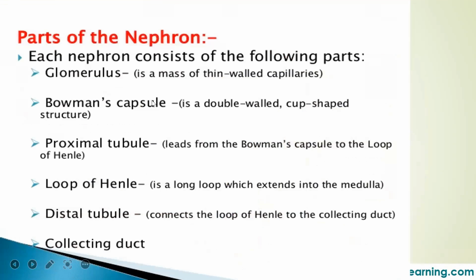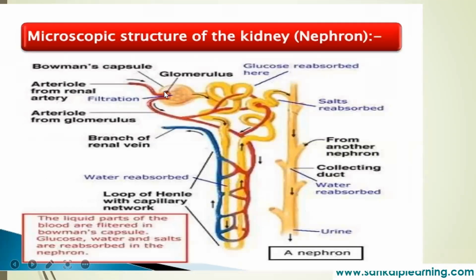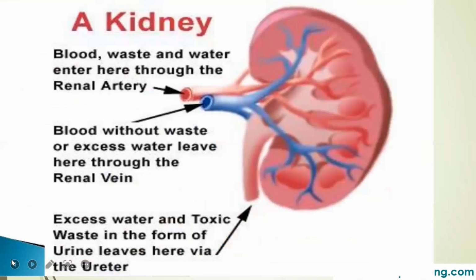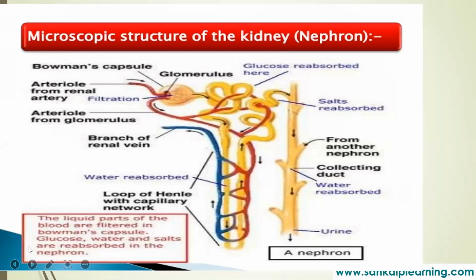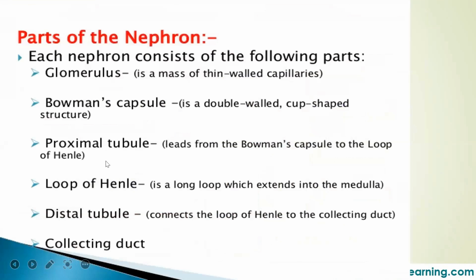Okay, now next. Bowman's capsule. It is a double-walled cup-shaped structure. What is Bowman's capsule? A double-walled cup-shaped structure which covers the glomerulus. Next, we have the proximal tubule, which leads from Bowman's capsule to the loop of Henle.